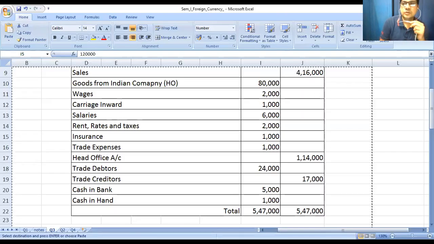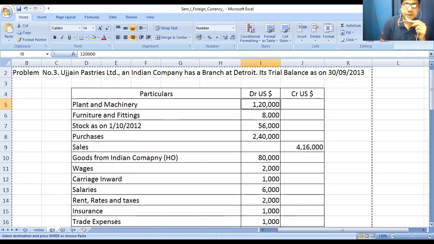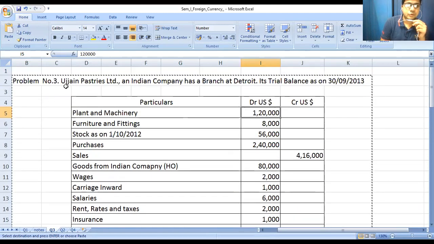In this particular problem, they are provided information about Ujjain Prestige Limited, an Indian company whose branch is located in Detroit. This is outside India. This branch is provided with information about the trial balance. This information is in dollars. Whatever trial balance and transactions they are providing, all amounts are in US dollars.